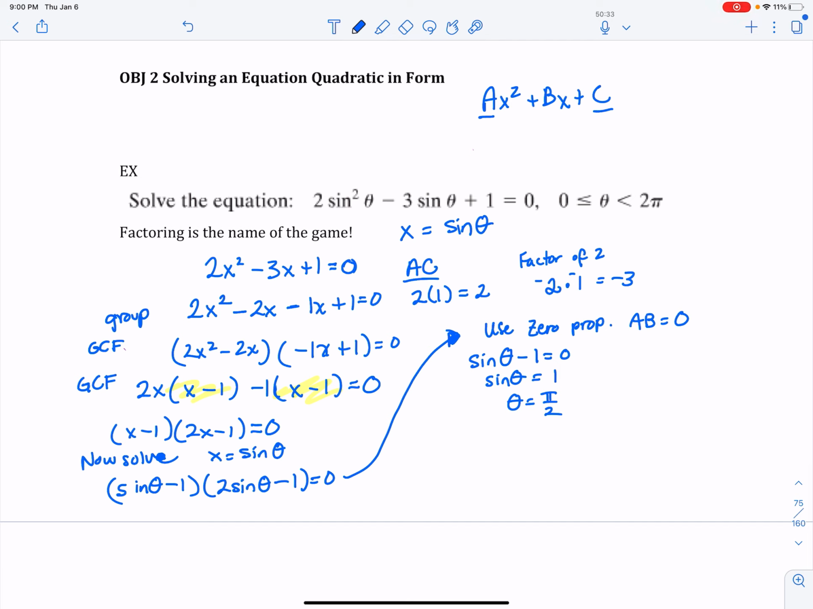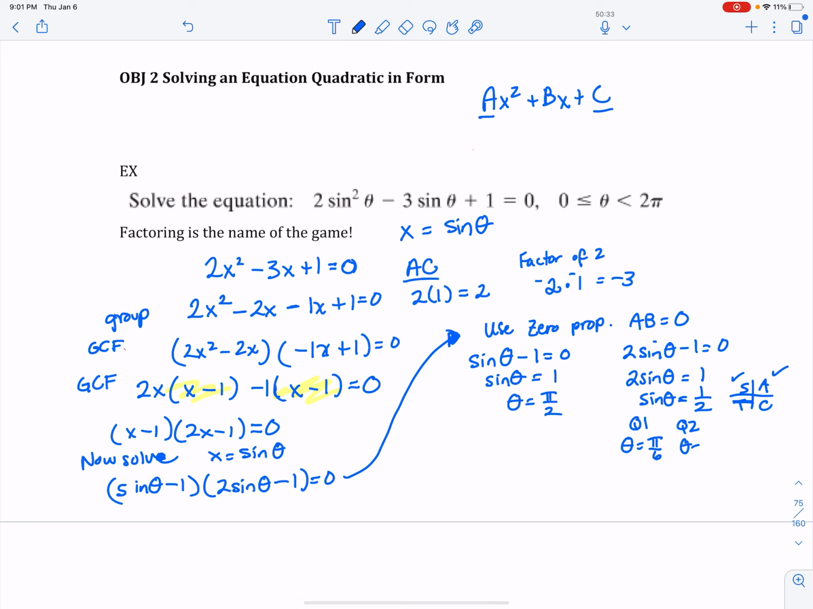My second answer is, if I use the 0 property, that's going to be b. So b is 2 sine theta minus 1 equals 0. 2 sine theta equals a positive 1. Sine theta equals 1/2. Remember that sine equals 1/2 in two places, quadrant 1 and quadrant 2. So in quadrant 1, theta is going to equal 30 degrees or pi over 6. In quadrant 2, theta is going to equal 150 degrees or 5 pi over 6.